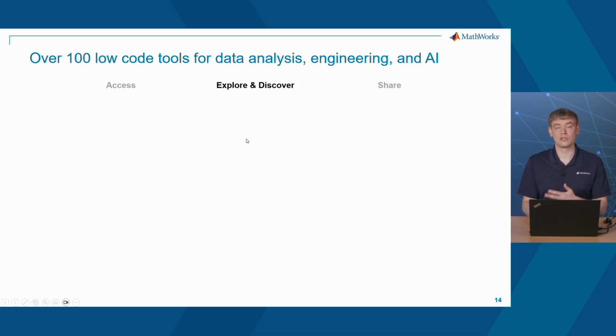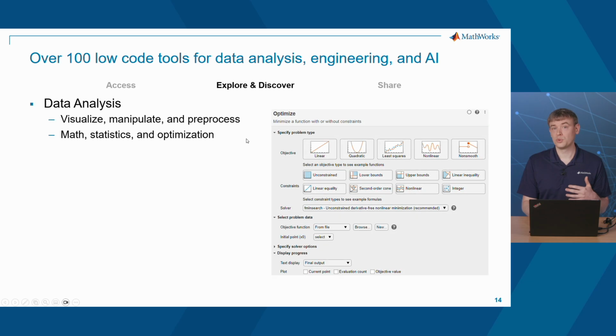When it comes to the explore and discover phase, there are a lot of tools for data analysis. My personal favorite we didn't have time for today is the Optimize Live Task. This is a great tool for helping you find optimal values or parameters. It helps you figure out what is the best objective function and constraints to find that optimal value.